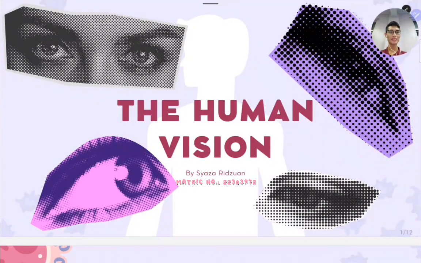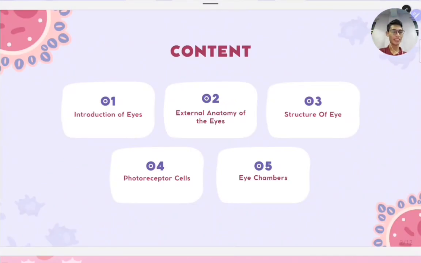Now I'll be explaining to you the human vision, also known as the anatomy of vision. Let's start. This topic consists of 5 contents. The first one is introduction of the eyes, second is external anatomy of the eyes, third is structure of the eye, fourth is photoreceptor cells, and fifth is the eye chambers.